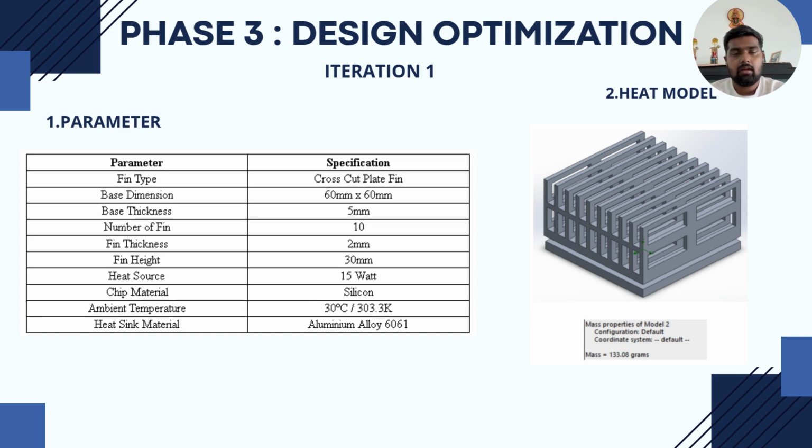This is our first iteration that I would like to explain. We use a 60 by 60 by 5 mm heat sink with 10 fins, 2 mm thick, 30 mm height. The material is 6061. The heat source is 15 watt. Ambient is 30 Celsius. We modeled it in SolidWorks and ran a thermal simulation. The result shows heat spreads well through the base and fins with no hot spot. The convergence plot confirms steady state was reached.